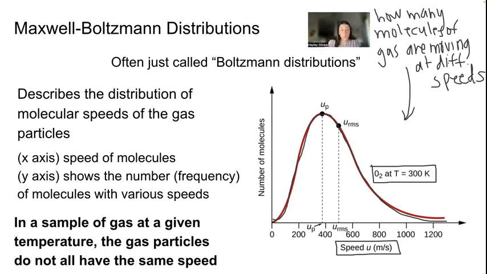Some particles, a fewer number of particles, are moving at a really slow speed. If we look at this specific speed and say that this is like 100 meters per second, a really few number of oxygen molecules are moving at a slower speed. However, we get to the peak up here. This peak is called our probable speed.